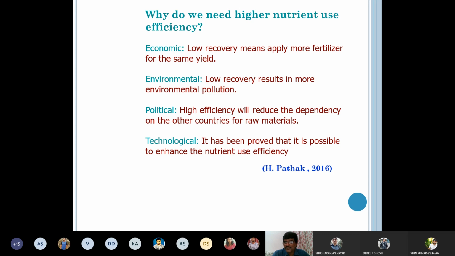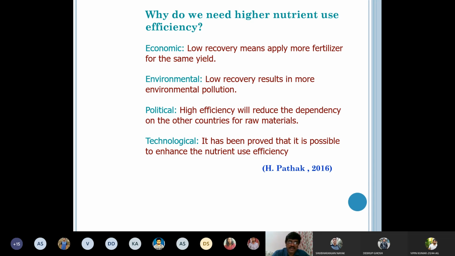Also, to get the same yield, you need to increase the nutrient quantities. Then definitely more is going to be lost. If your recovery is low, then nutrients will be lost to the environment, particularly nitrogen, sulfur, and similar nutrients. There are also certain political compulsions. If we have low nutrient use efficiency, then we need to import more potassium, more sulfur, more phosphorus or phosphate rock to prepare phosphatic fertilizer. Hence our dependence on other countries will be more. But if we require less of these raw materials, then our dependence will decrease. So that is how some political or policy issues are also there.